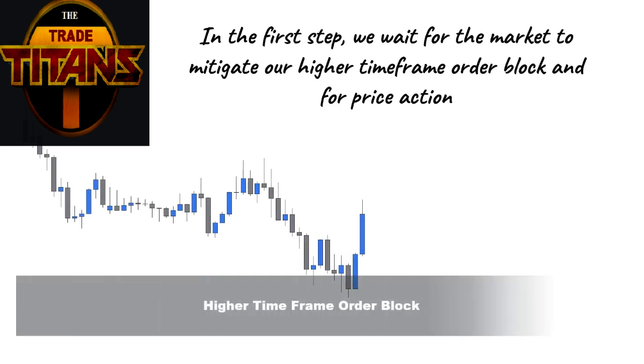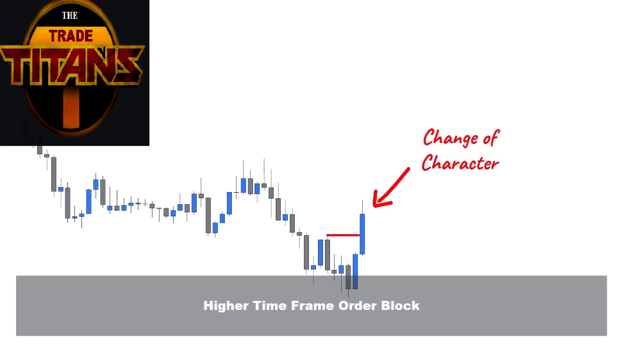In the first step, we wait for the market to mitigate our higher time frame order block and for price action to show its next move. Now, the first thing we are waiting for to appear is a change of character. A change of character signals that the short-term downtrend is over, and the price can start to move to the upside. So, after the market makes a change of character, that is when we look to execute our trade. Usually, we witness 2 common patterns, and this is the way we place our orders.